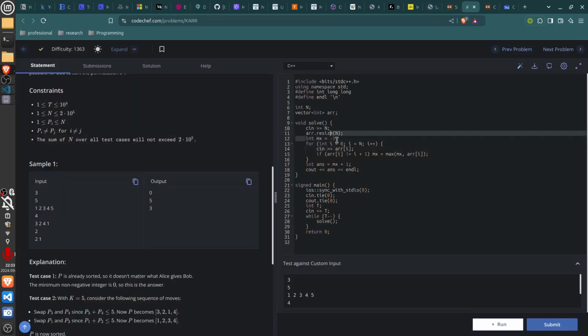So really, you just have to find the largest element that is not equal to its index. So I just take the max if the element is not at its index, which is 1-indexed, so I add 1, and then you just add 1 to the max.